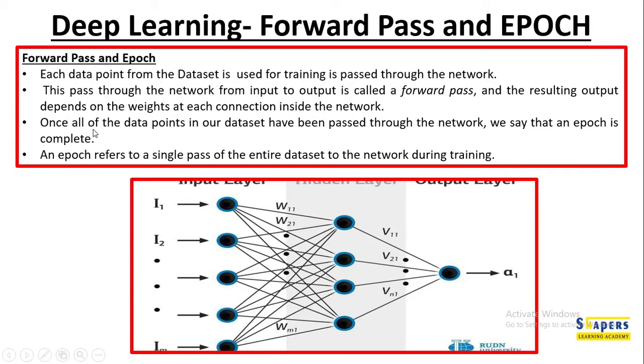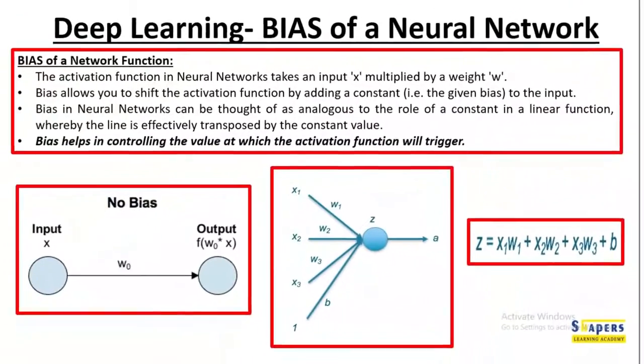Once all of the data points in our dataset have been passed through the network, we say that an epoch is complete. So epoch refers to one single pass of the entire dataset through the network during training. So we have something called a training set, which will make the network learn, and the passage of one training set through all the layers until the point of output is called an epoch, and we say that the epoch has been completed.